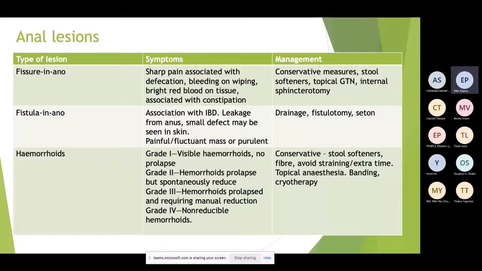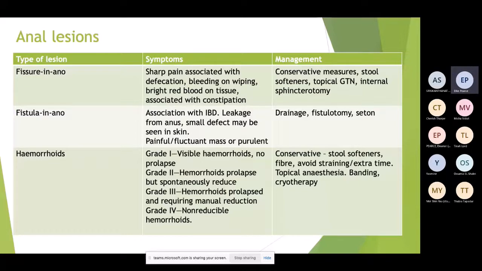If that doesn't work, you can try stool softeners like Senna or topical GTN. And if all of that fails, we can do a small procedure called an internal sphincterotomy. A fistula is associated with IBD, and it often involves leakage from the anus, and looking at the skin, you might be able to see a very small defect there.